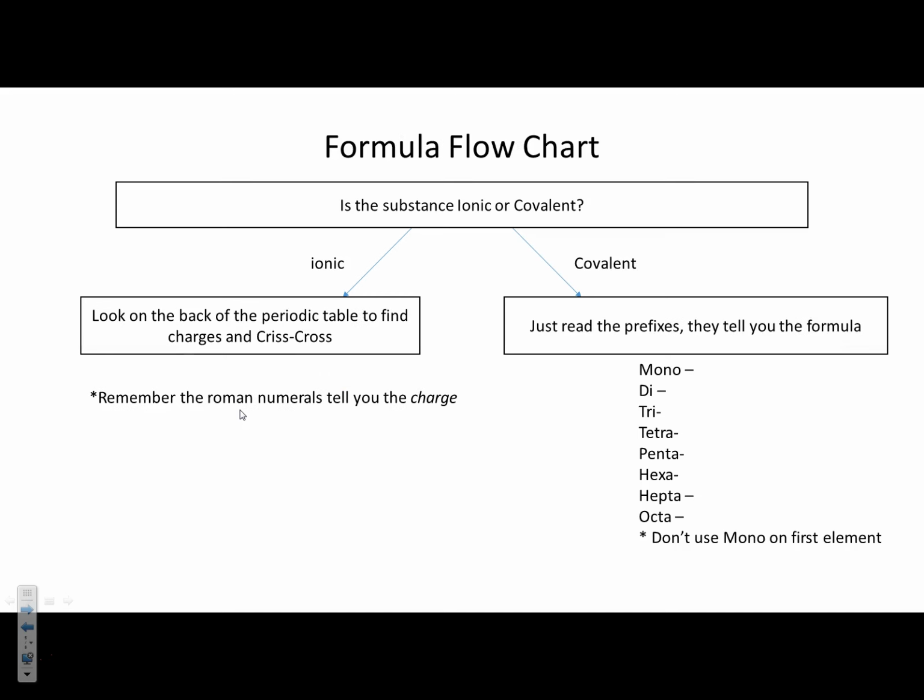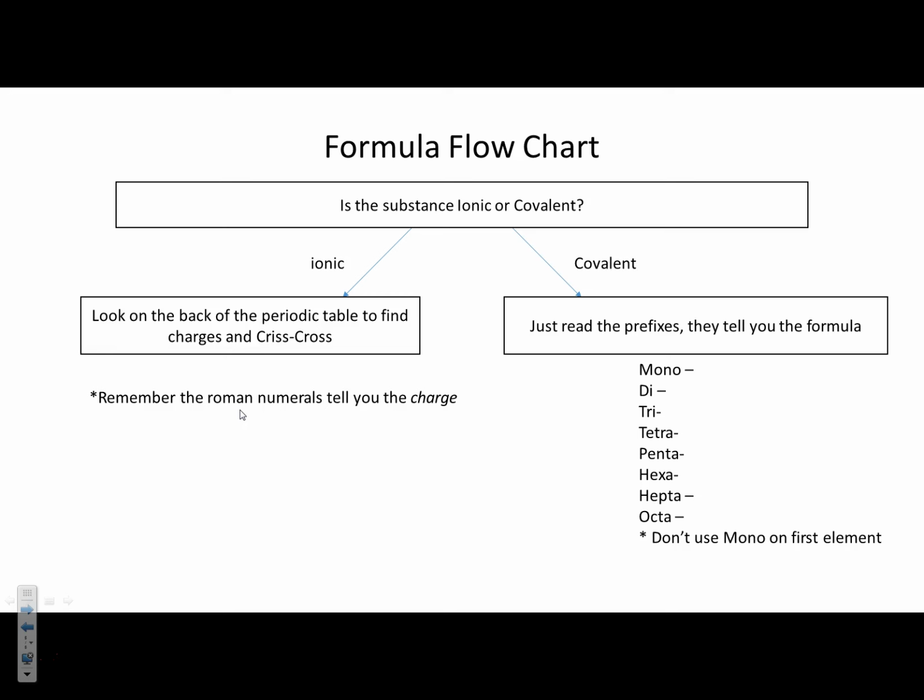If you're going the other way, I think going from the name to the formula is actually quite a bit easier. First, again, you need to determine if it's ionic or if it's covalent. If it's ionic, what you do is you figure out the charges of both of the substances in the ionic substance, and then you do the crisscross to figure out how many of them there are.